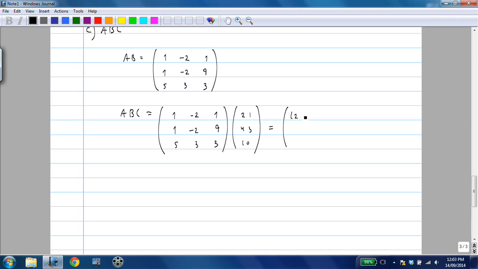So 1 times 2 minus 8 plus 1. And then we'll have 1 minus 6 plus 0. And that will be it for that row. And then we'll have 0 plus 12 plus 1.